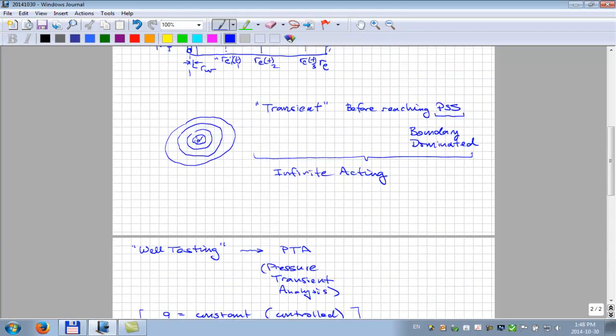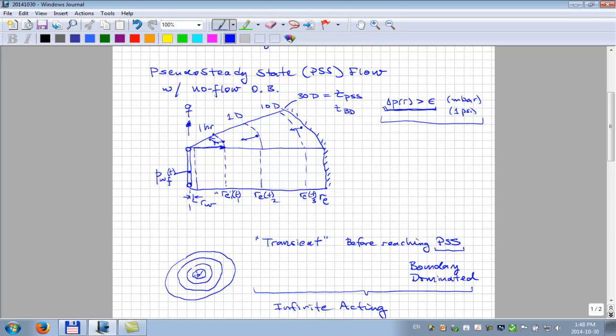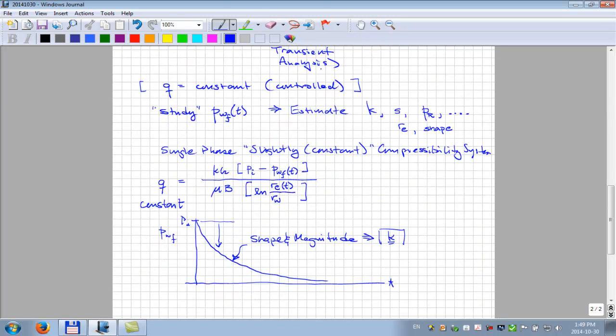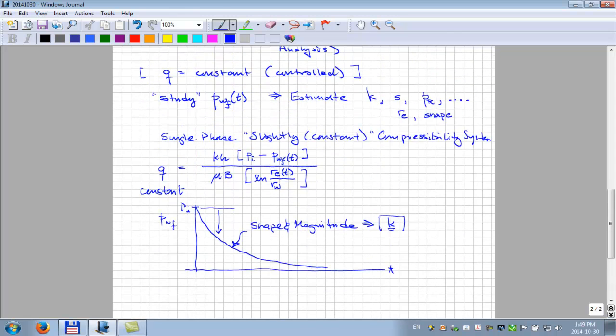So this is a conceptual way of looking at the infinite acting period, that it's really consisting of a drainage volume that just keeps getting bigger and bigger and bigger until you hit the wall. When you hit the wall, you have some physical boundary, okay? A true no-flow outer boundary, and at that point it stops, and you're not going to get gas or oil from the other side, okay? Now, this is a conceptual way to look at this infinite acting behavior.